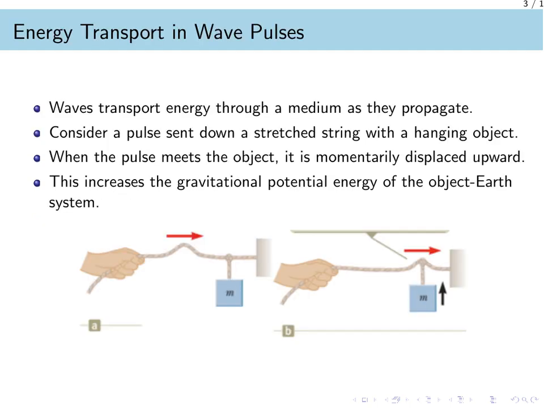To understand how waves transport energy, consider a wave pulse traveling down a stretched string toward a hanging object, as shown in the diagrams. In the first image, the pulse is moving to the right. In the second image, when the pulse reaches the hanging block, it momentarily displaces the block upward. This movement indicates that work is being done on the block, increasing the gravitational potential energy of the block and Earth system. This simple demonstration proves that waves are not just movements of the medium, but a means of carrying energy from one location to another as they propagate.